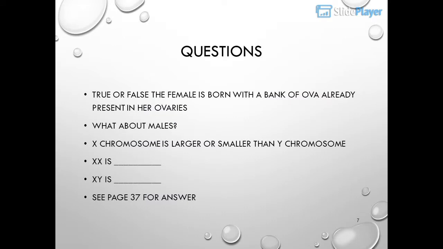Questions. True or false? The female is born with a bank of ova already present in her ovaries. What about males? The X chromosome is larger or smaller than the Y chromosome. XX is blank. XY is blank. See page 37 for the answer.